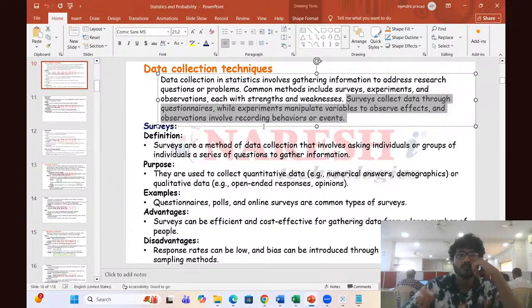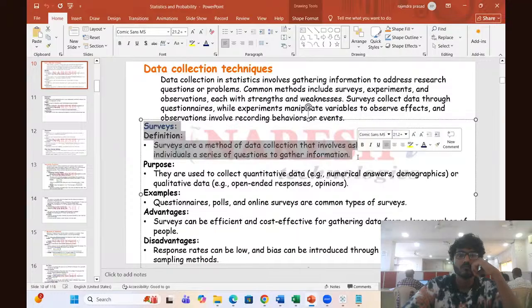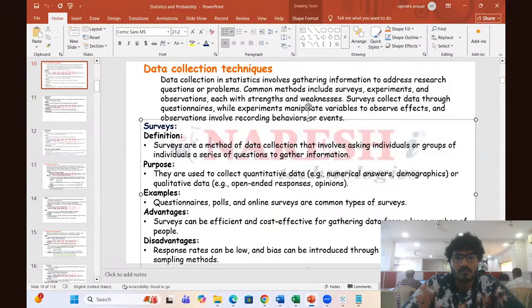So let's see about surveys. As per the definition, surveys are methods of data collection that involve asking an individual or a group of individuals a series of questions to gather information. For example, if I want to know about a particular person or thing, I can directly go and ask a set of questions so that I can get an answer. Those answers might be my data.